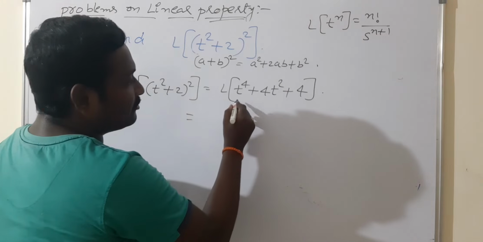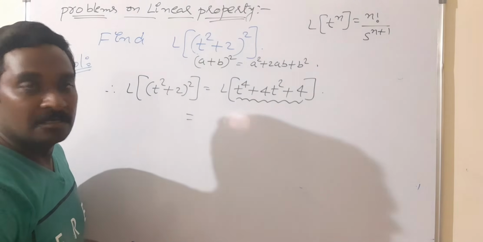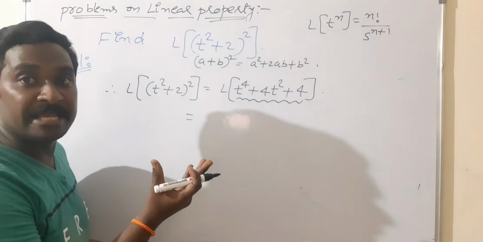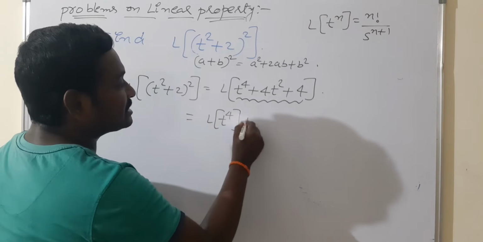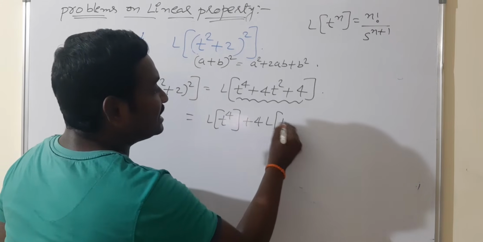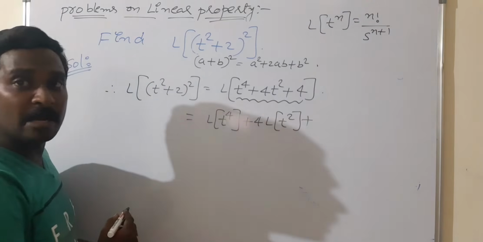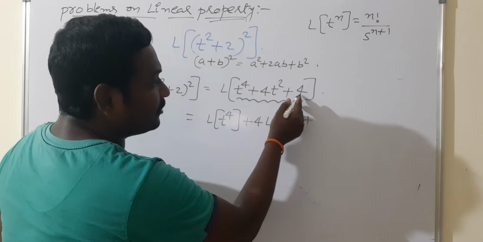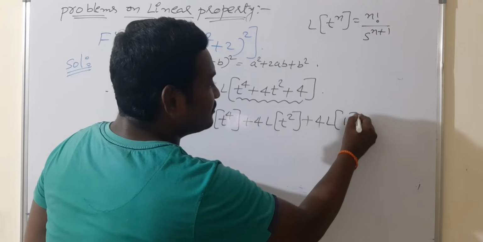Now we are observing that 3 terms are in addition inside Laplace. That's why split the terms by using linear property. So L of t power 4 plus 4 into L of t square plus 4 is the constant. That's why take it outside from Laplace. Okay, again here we have 4, so take it outside from Laplace. We have simply 1 here.